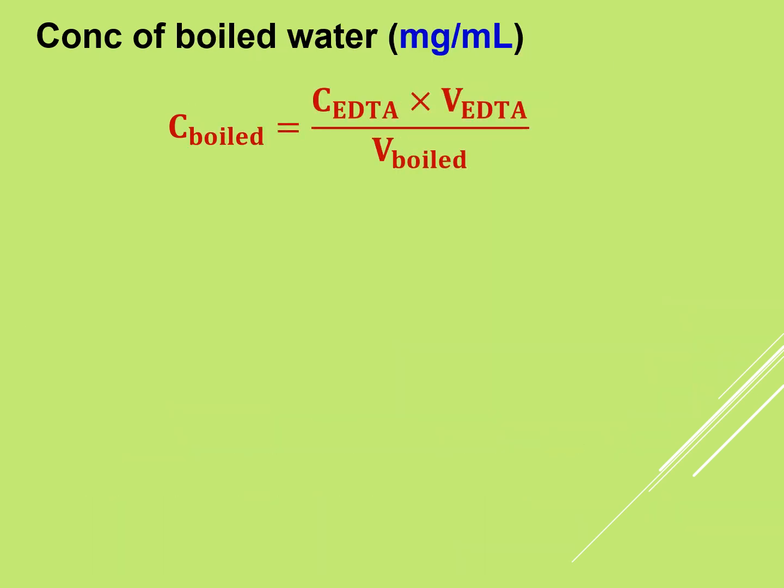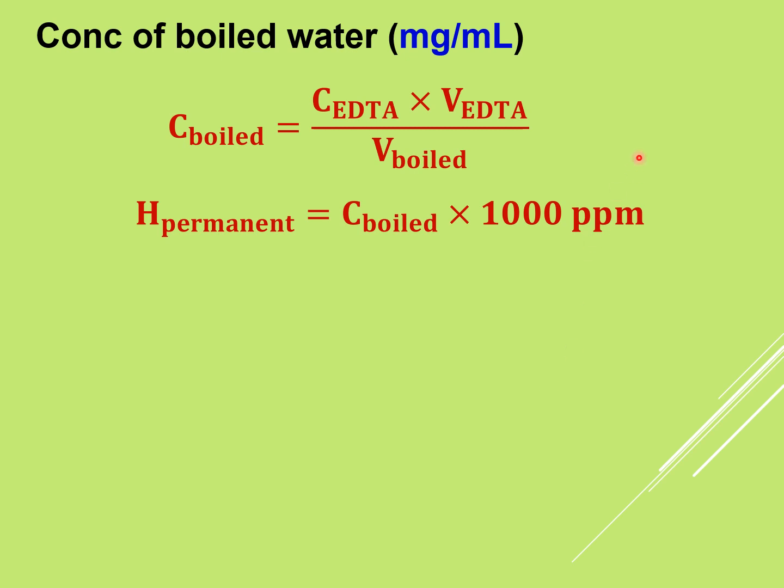So from that we can find out C boiled. C boiled is equal to C EDTA into V EDTA divided by V boiled. And once you get C boiled, permanent hardness is equal to C boiled into 1000. Okay, that much ppm. The unit is ppm. So permanent hardness is C boiled into 1000.